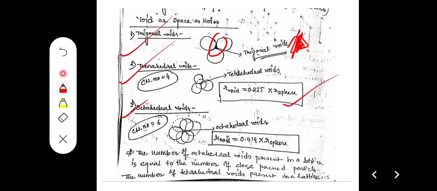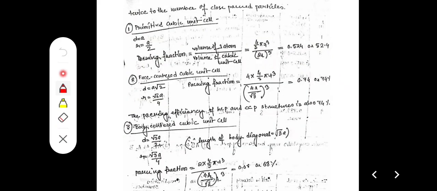0.414 R square. The number of octahedral voids present in a lattice is equal to the number of close packed particles. How many particles are present, equal number of octahedral holes. And the number of tetrahedral holes present in the lattice should be twice the number of close packed particles. If n are the close packed particles, then n are octahedral voids and 2n are the tetrahedral holes.